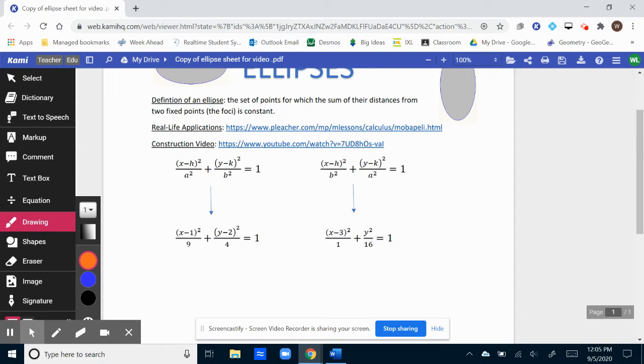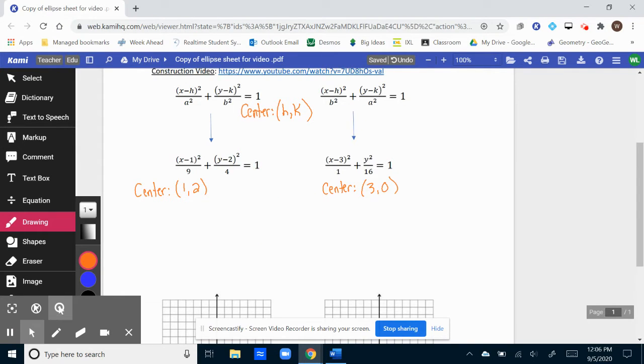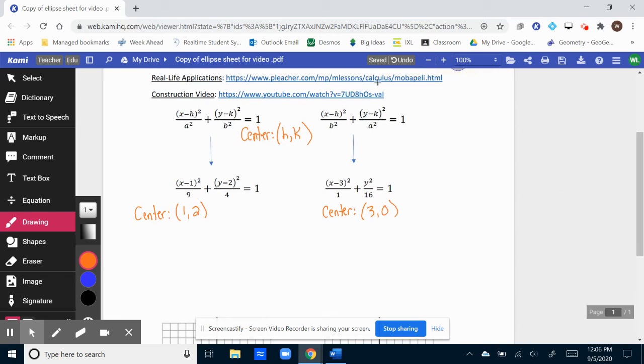First, the center point of your ellipse is h, comma, k. Those letters h and k are helping you determine the center of your ellipse. That might sound familiar from another shape that you've done in the past, which is a circle, which also uses h and k for the center. You see I've written here for each of these two examples the center point.